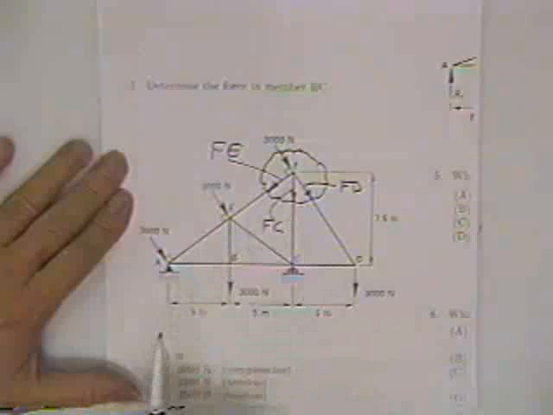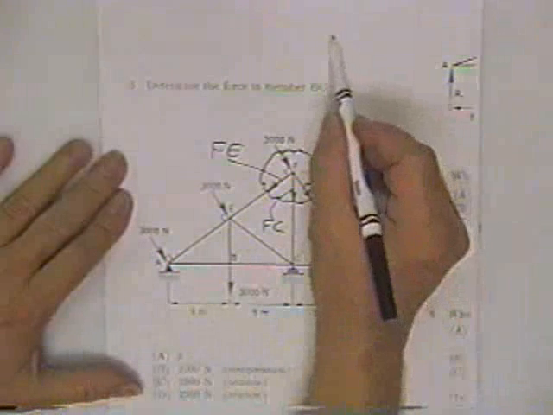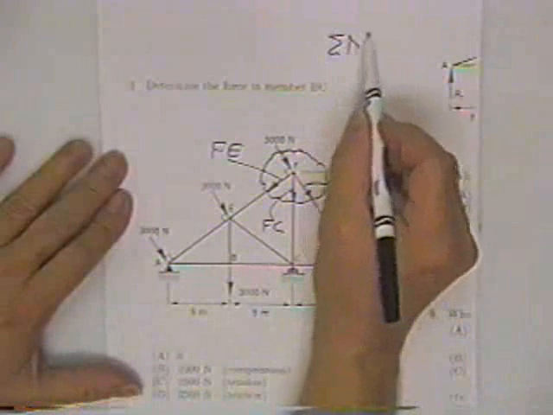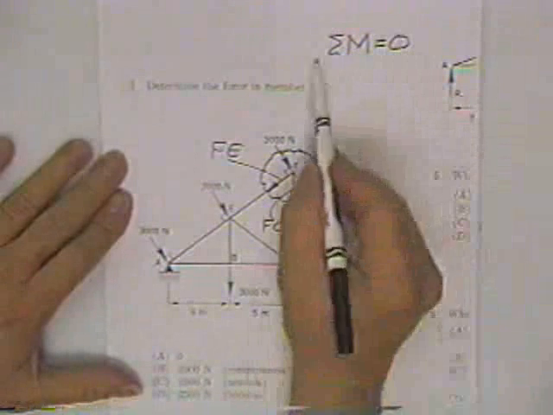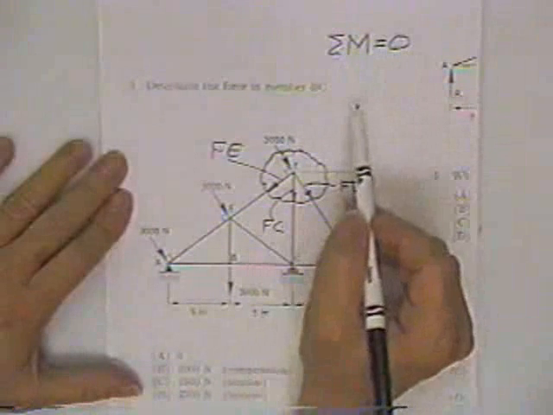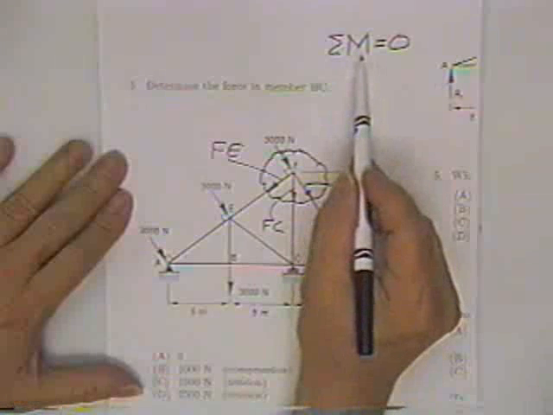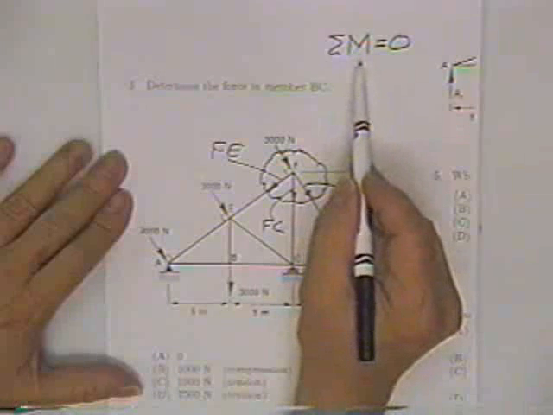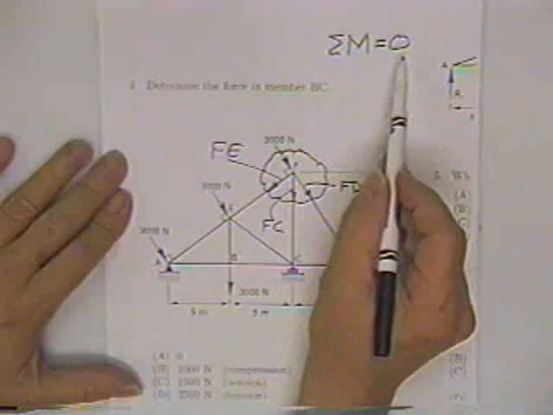But since there's 3 unknowns coming into that point, you're not likely to get an answer. The reason is, the most powerful equation you've got, sum of the moments about any point equals 0. The reason that's such a powerful equation is because you can pick your point so that a lot of the forces go through that point and have no moment arm.